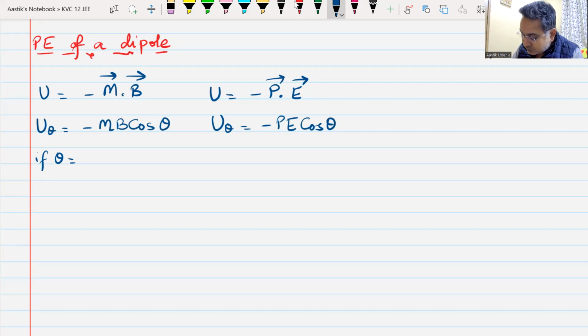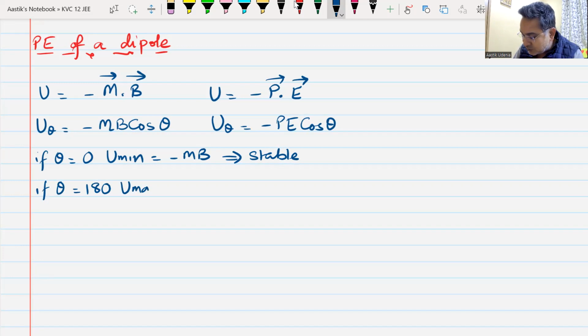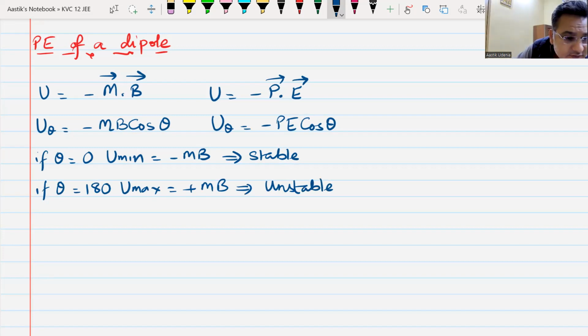If theta is 0, U is minimum, which is equal to minus MB, and this is known as the stable equilibrium, whether it is for magnetic dipole or electric dipole. Do we understand this? If theta is 180, it is U max, that is plus MB. This is the unstable equilibrium. Everyone understands this? Yes, sir.